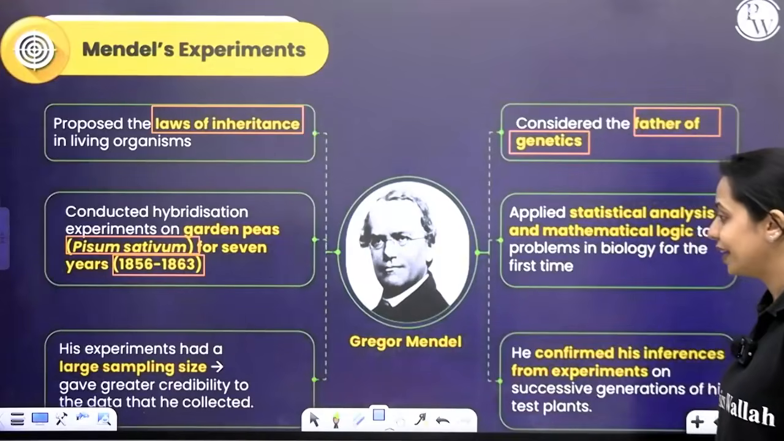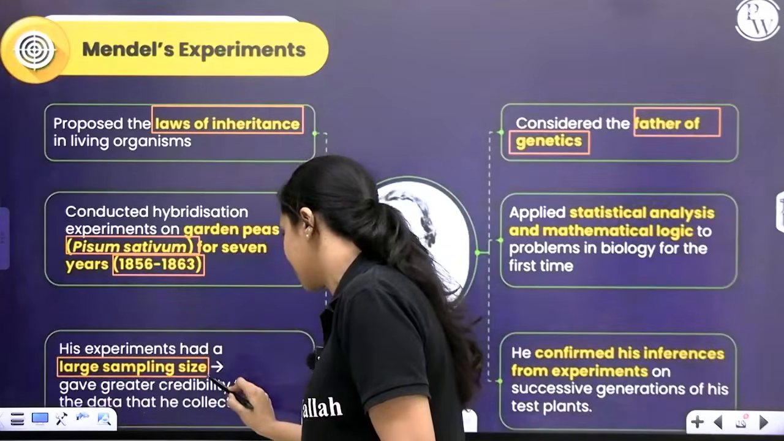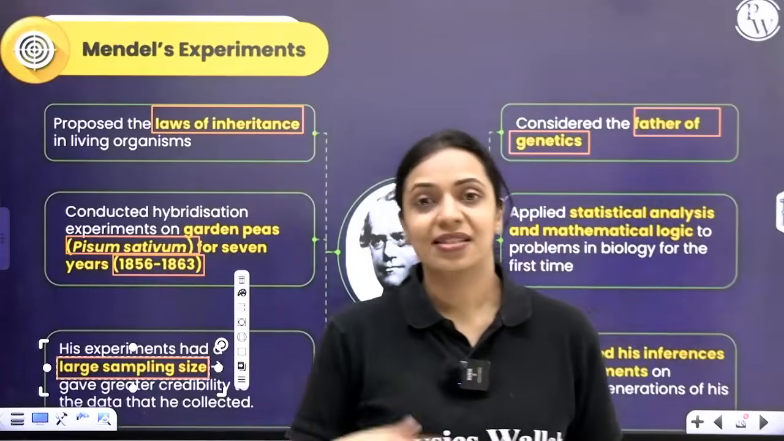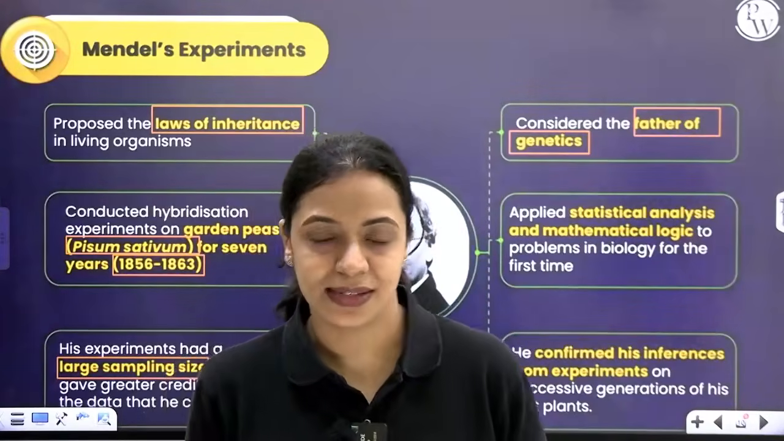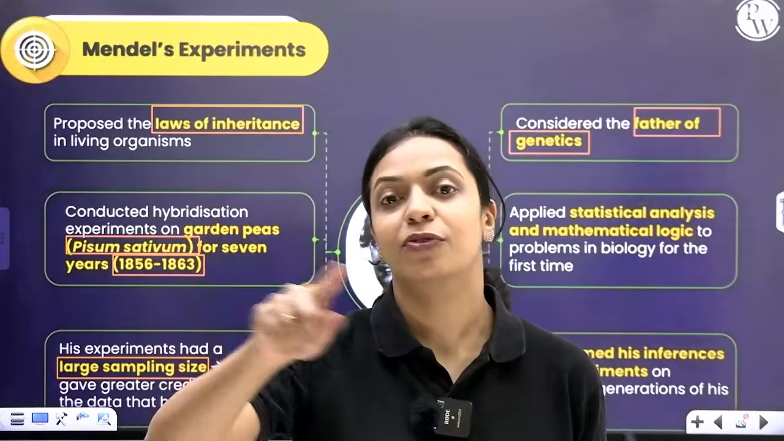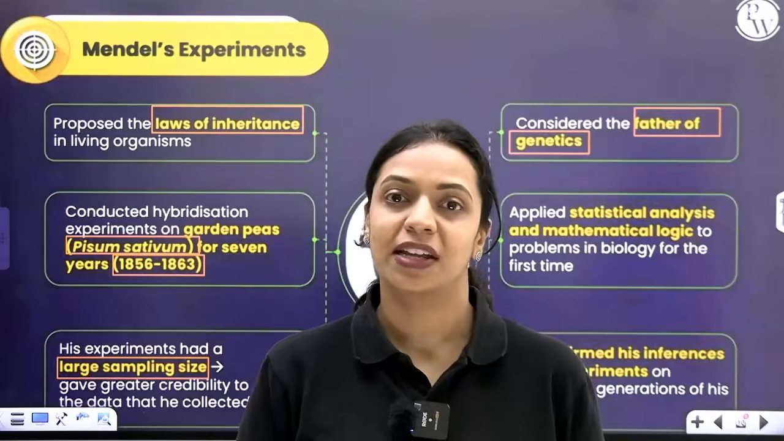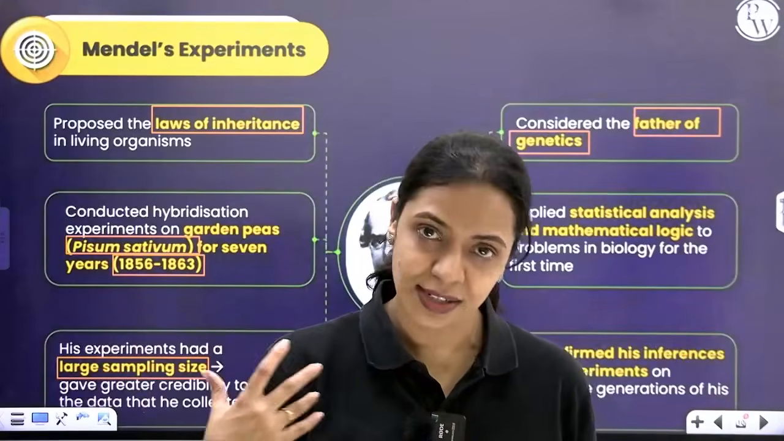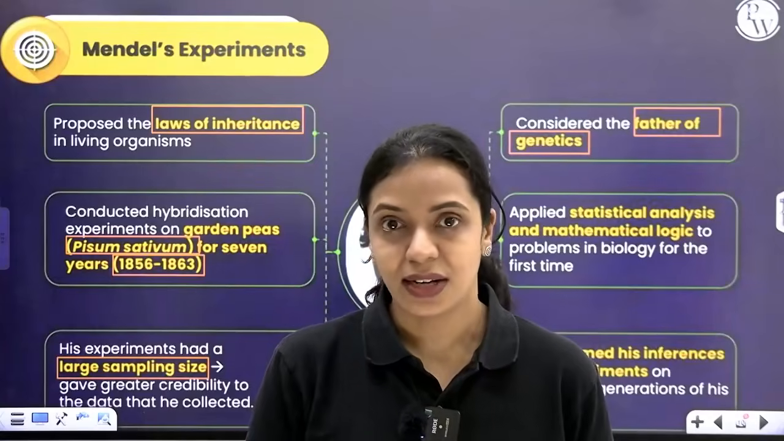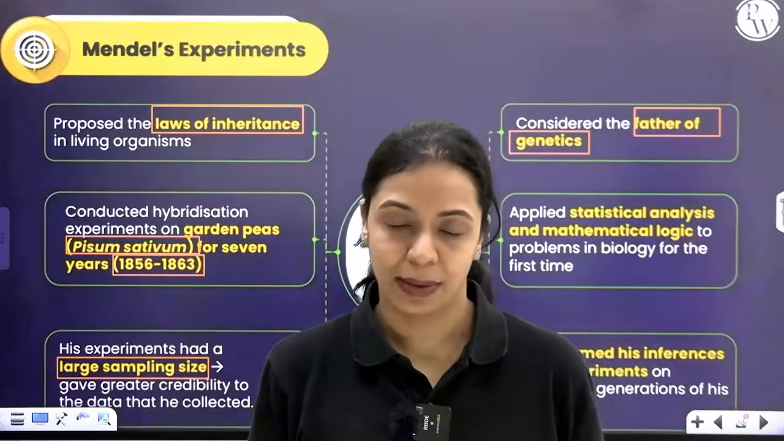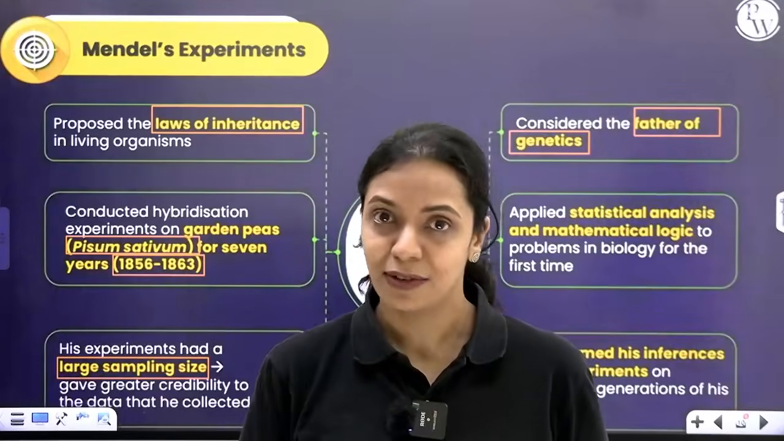Okay, so what he did was he performed experiments using a large sampling size. You know, when the sampling size is large, your data becomes more credible. Sampling size means how many plants he performed that experiment with. That is his sampling size. It is said in some books that he used more than 1000 plants to get his results. Because he got the same results every single time in all of them, his data was more credible, right? When you consistently prove yourself, you become more credible.